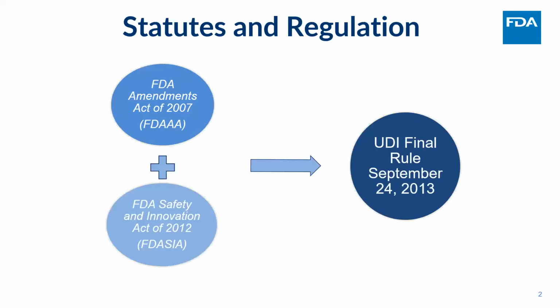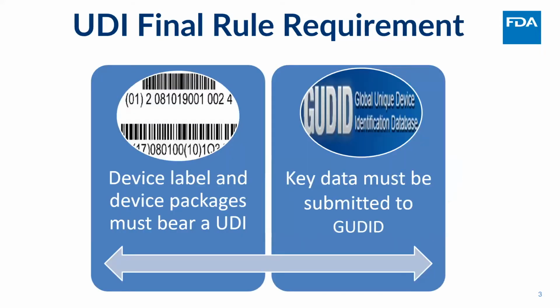To start off, just a quick recap here, the FDA got the authority to establish a system of UDI, unique device identification, in 2007 with the passage of the FDA Amendments Act, and then the FDA Safety and Innovation Act in 2012 established the timelines to establish the UDI system. The UDI rule was published on September 24th, 2013.